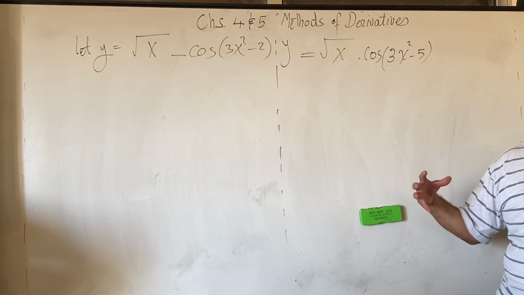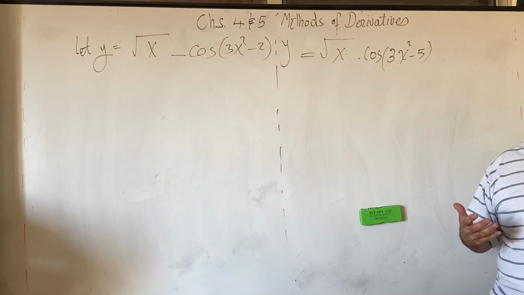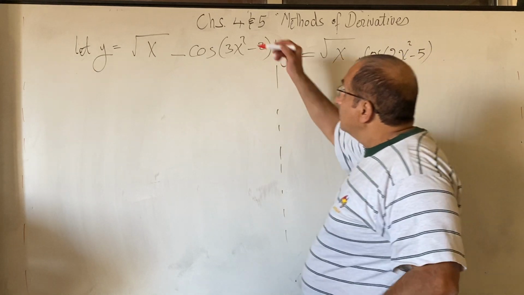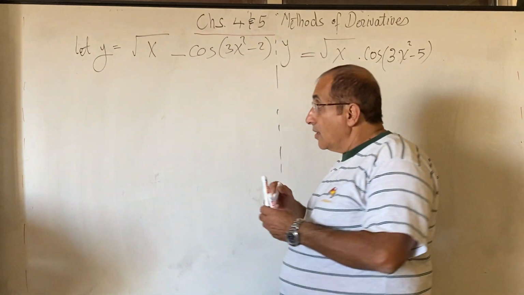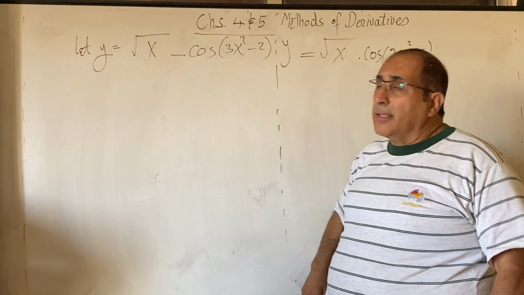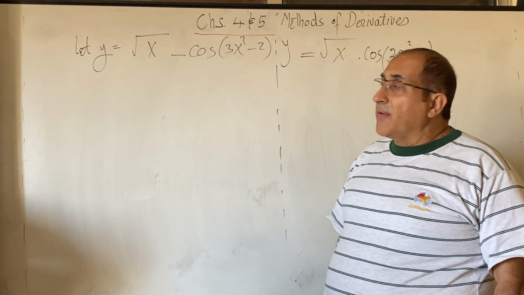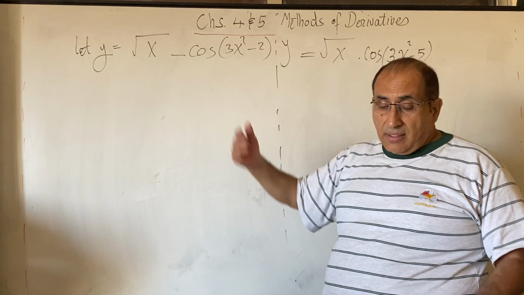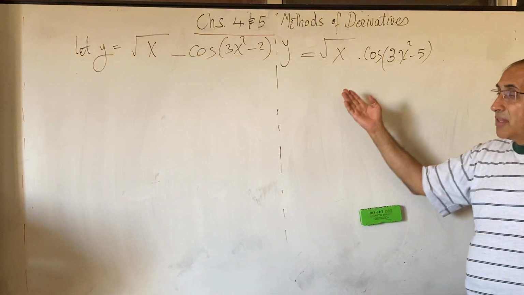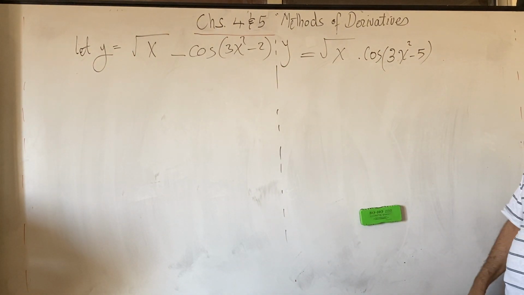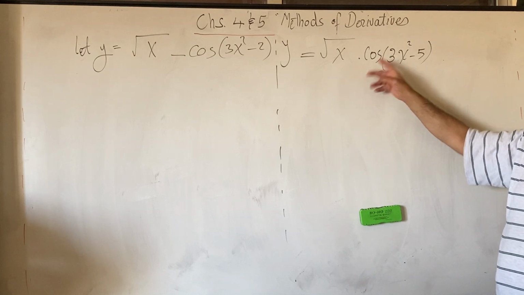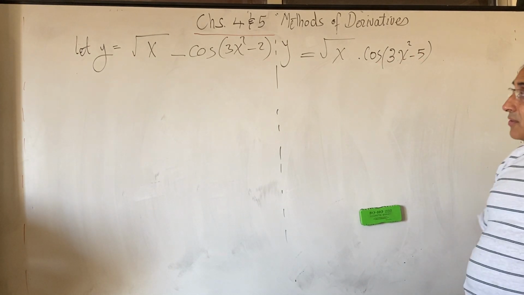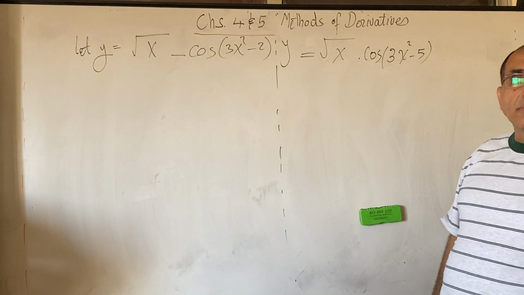Now let's put these derivatives together. We have some methods. Let's start with an example like that. What is the derivative of the function y when you have square root of x minus cosine of the angle? The same thing, but the derivative of y when it's equal to square root of x times cosine. So what do you notice about the difference between them? They are exactly the same.